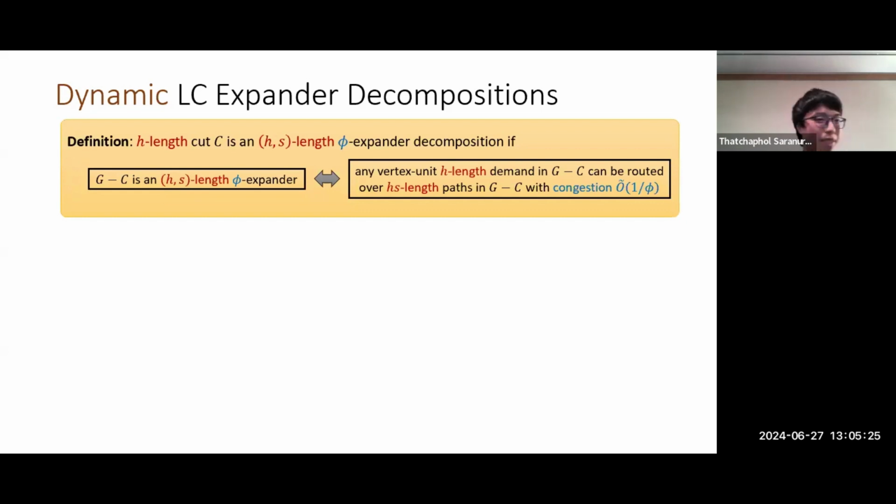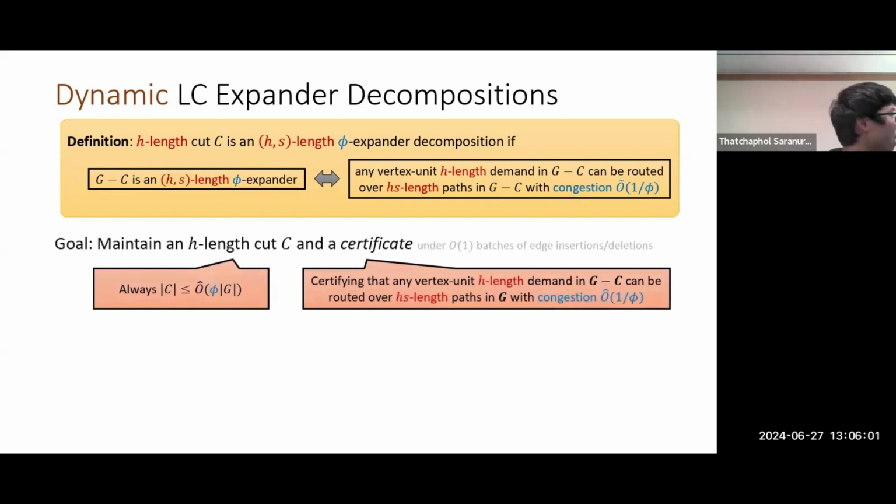So for better understanding, we look at the flow characterization of this G minus C. It means any vertex unit H length demand in G minus C can be routed over HS length paths in G minus C with congestion roughly 1/φ. So we want to route H length demand, then we obtain an H length path, HS length path. So basically there will be some length slack S here.